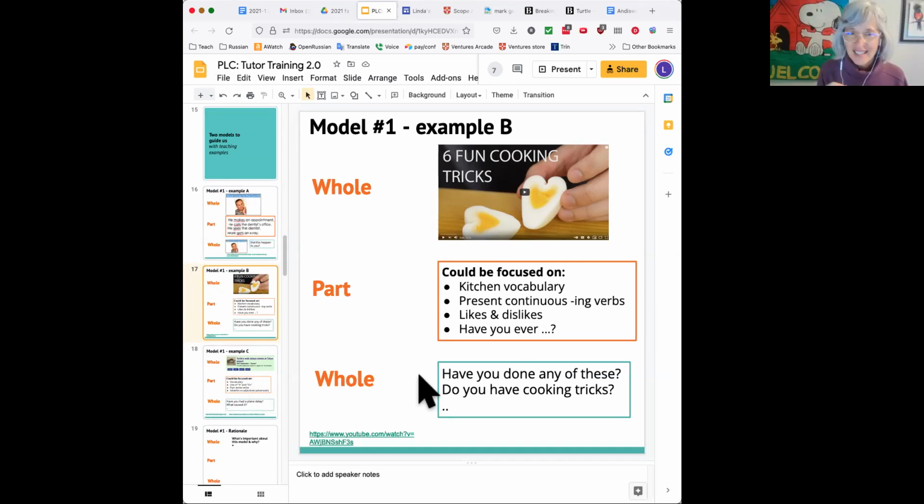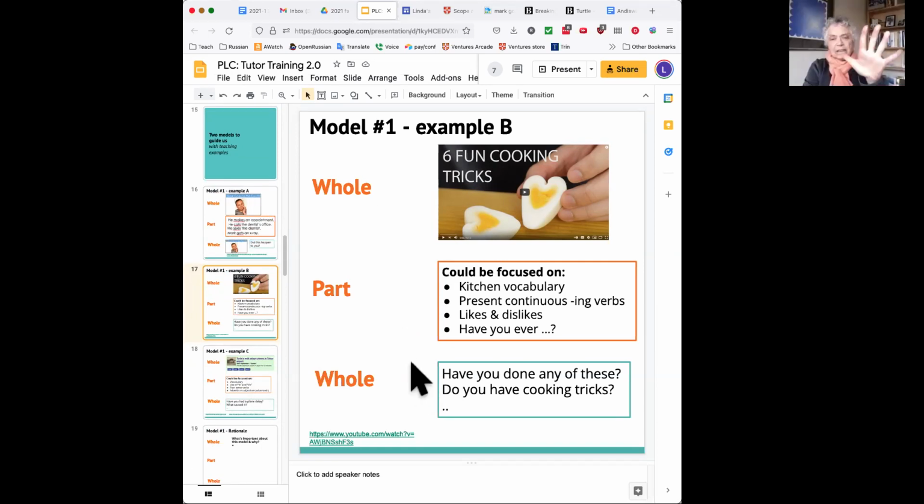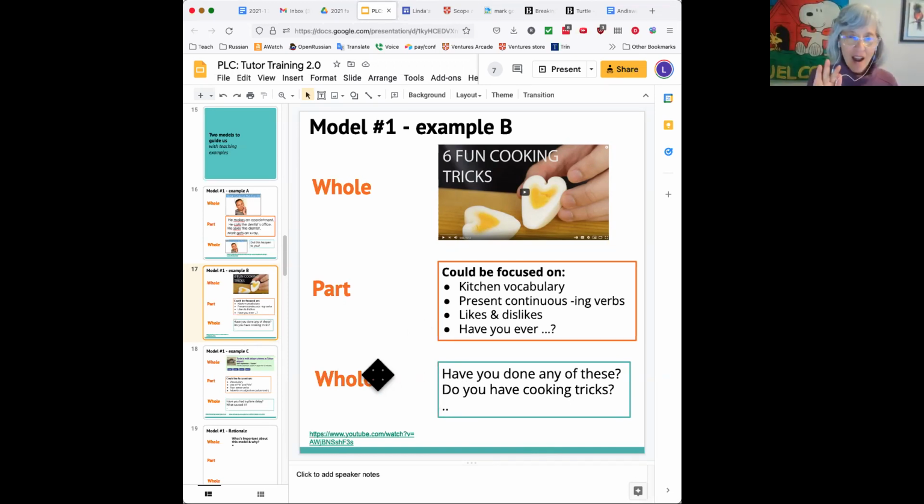Judy? Well, I was just going to say, isn't it the concept, right? And so your objective in example B is cooking. That's the objective, about cooking. And then that's the whole. And then the parts are those different elements of cooking that you convey to the student in some way or another. And then the whole again is going back to general cooking. So it's the concept, right? All right, that's great. Judy and Catherine, we'll hold that there.